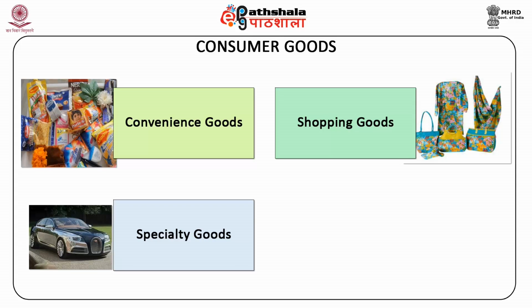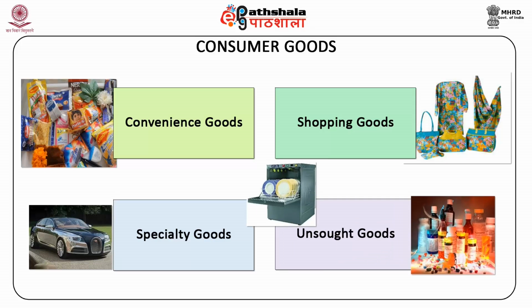Fourth is the unsought goods. Unsought goods are goods that are not purchased frequently in normal course. In case of such goods, most of the times the consumer does not know about them or knows about them but does not normally think of buying. These goods can also be of two kinds.